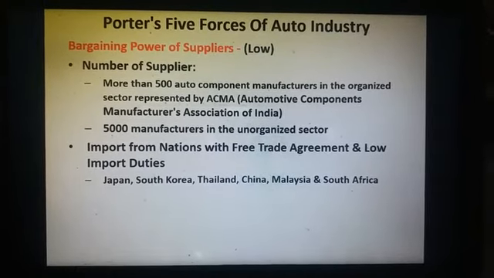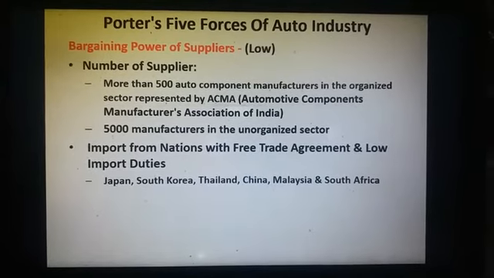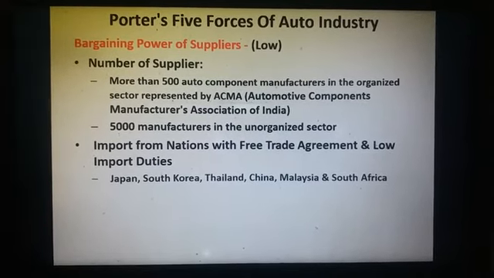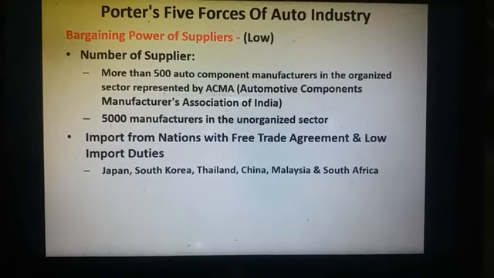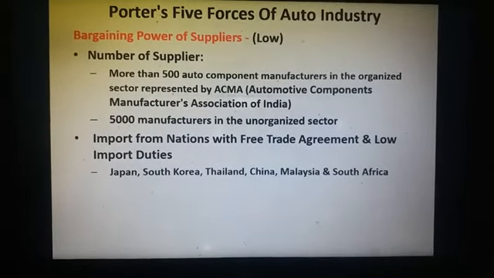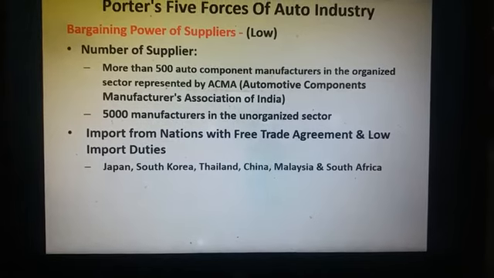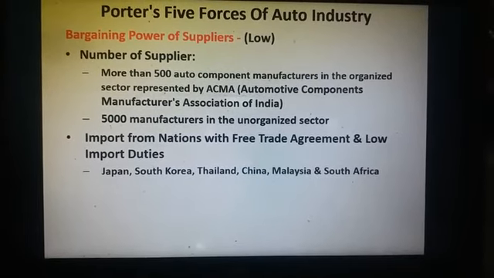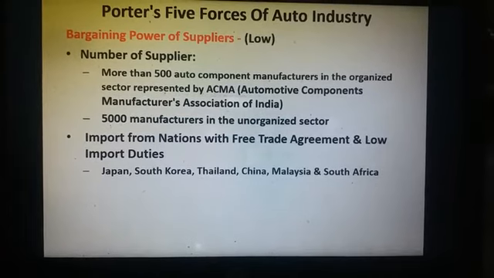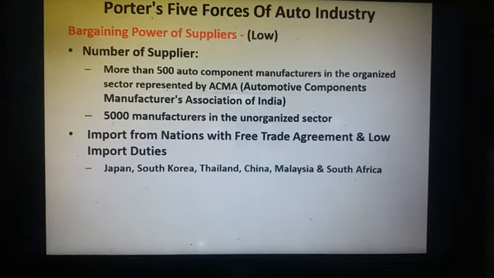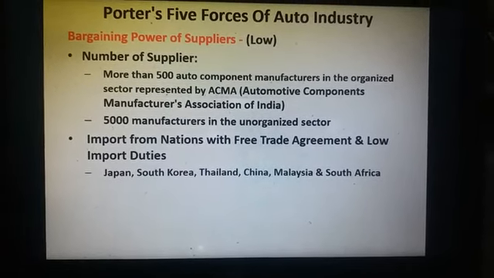Number of suppliers are more than 500. Component manufacturers in the organized sector represented by ACMA, that is Automotive Components Manufacturers Association of India. There are 5,000 manufacturers in an organized sector. Import from nations with free trade agreement and low import duties: Japan, South Korea, Thailand, China, Malaysia, South Africa.